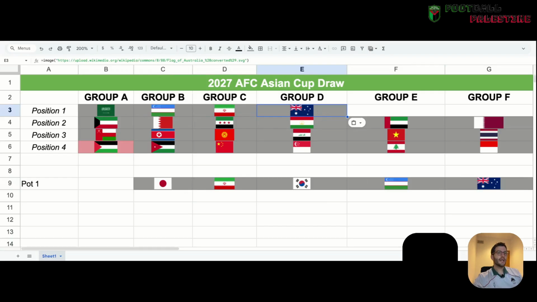We've got Australia. I know they're technically part of ASEAN, but they're kind of their own thing. We've got an ASEAN nation in Singapore. We've got Iraq. And we've got a Central Asian nation in Tajikistan. So nice spread.